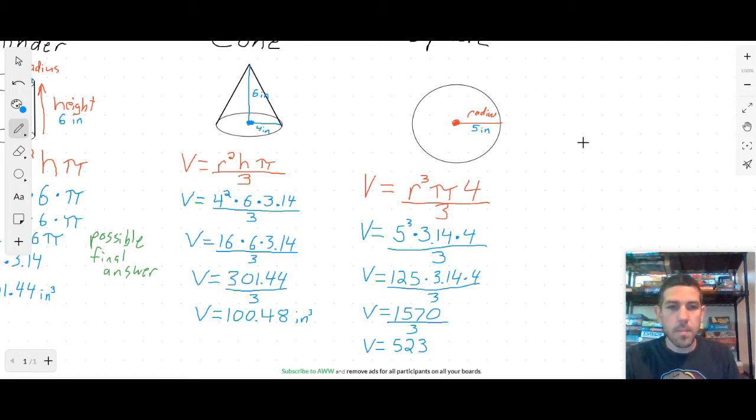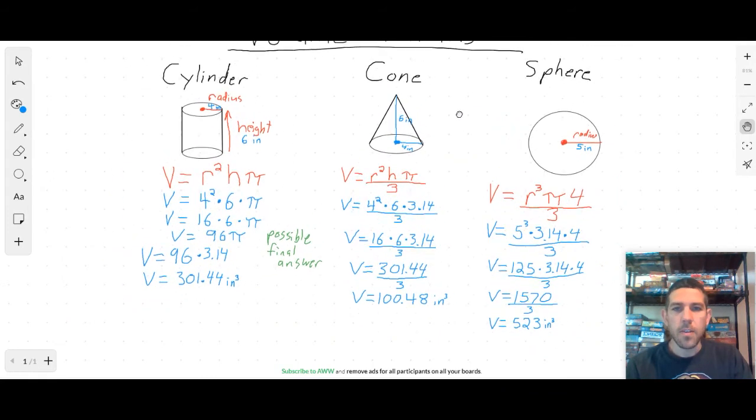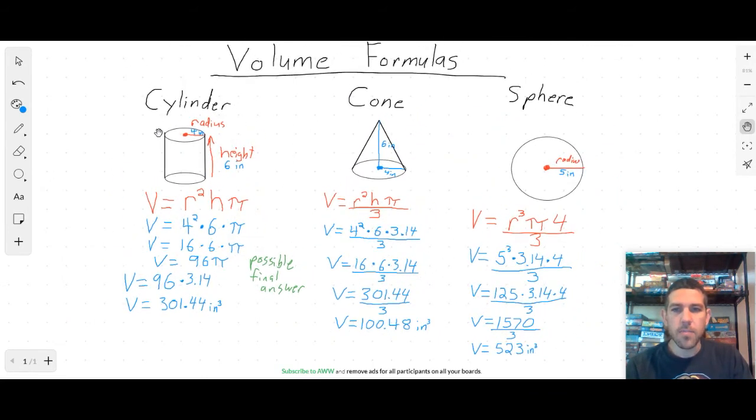523. Of course, if we said the measurements were in inches, we can just say the answer is in inches cubed because we had 3 measurements. It's a 3D shape. All right, so that was our volume, 523 cubic inches of the sphere. All right, so that is how you find the volume of any of these 3 figures.